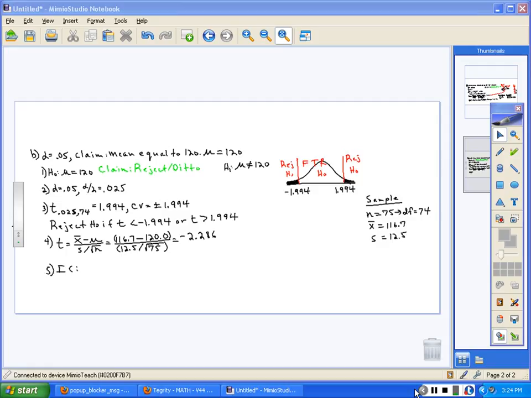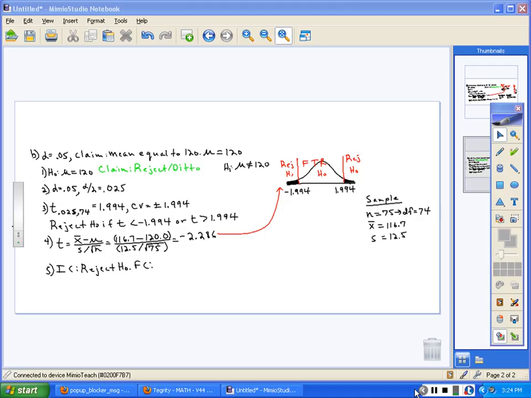Okay, step 5, initial conclusion. So now we're going to compare the test statistic with the picture. So negative 2.286 is more negative than negative 1.994. So in this case, we are going to reject H0.